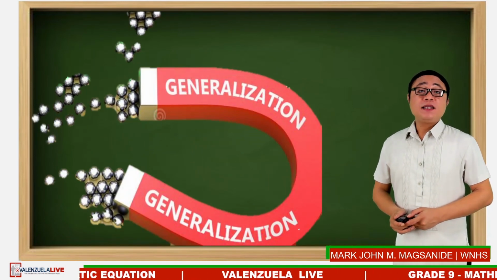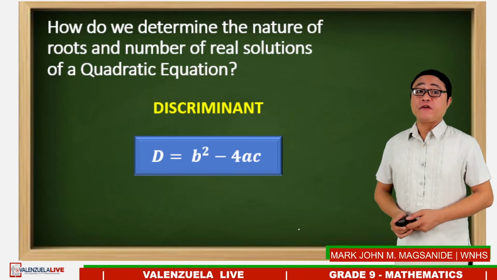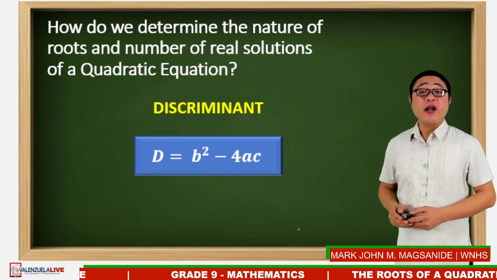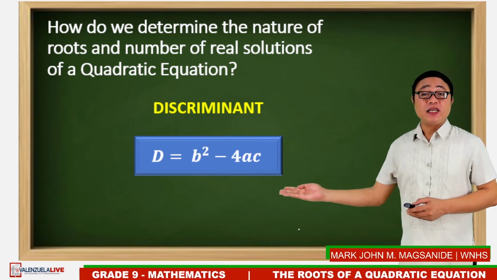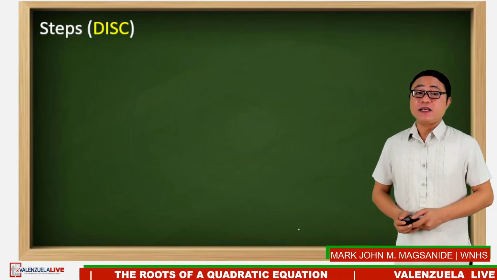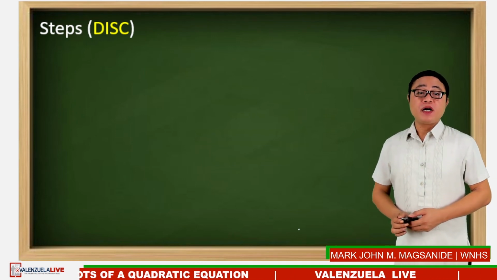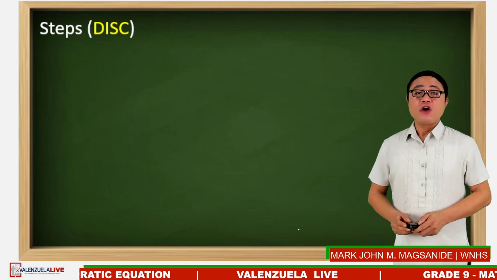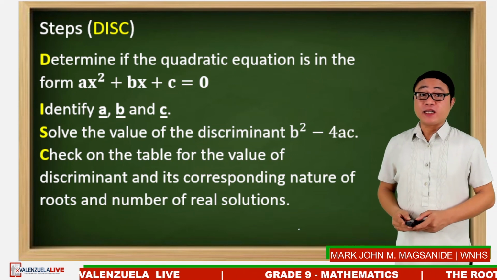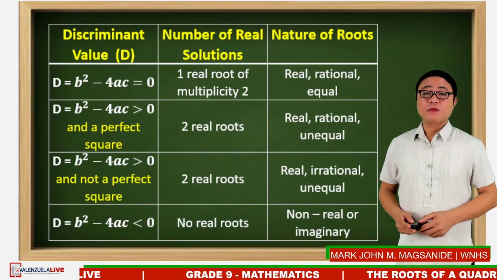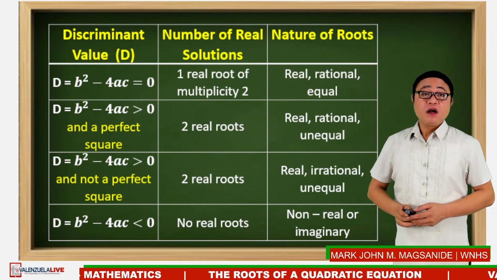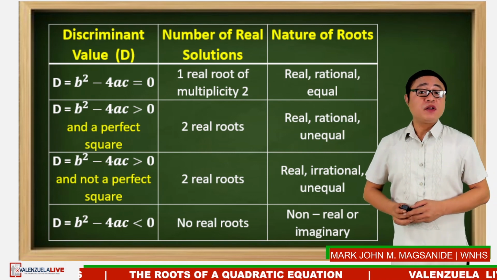to determine the number of real roots and nature of roots of a quadratic equation, use the formula D is equal to b squared minus 4ac, and that b squared minus 4ac is called the discriminant. Follow the acronym DISC as steps to find the number of real roots and nature of roots. So these are the steps. And for the table, in checking, we have this. This will give us a description of the nature of roots and number of real solutions.